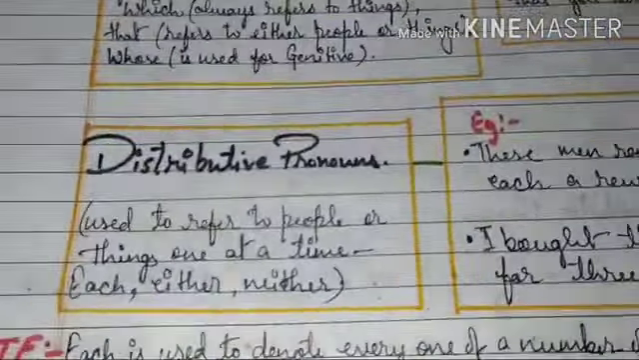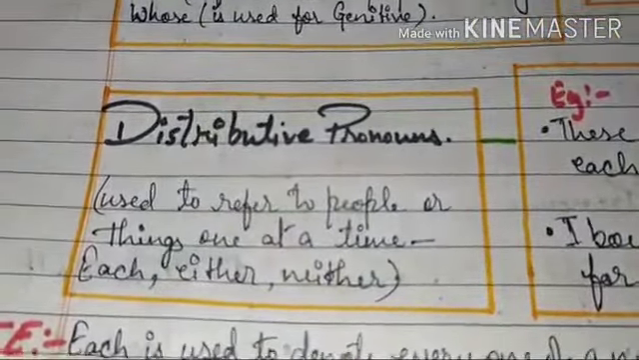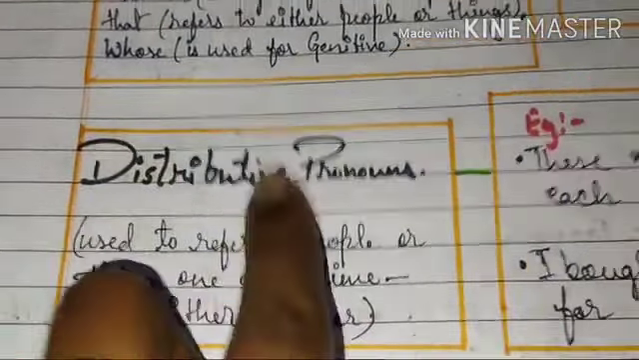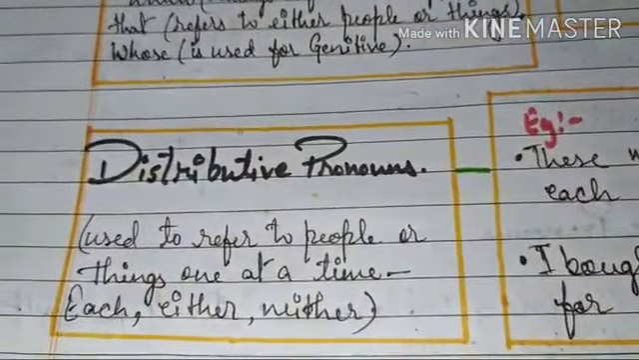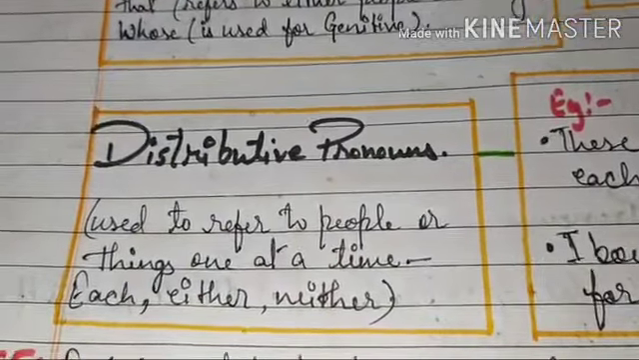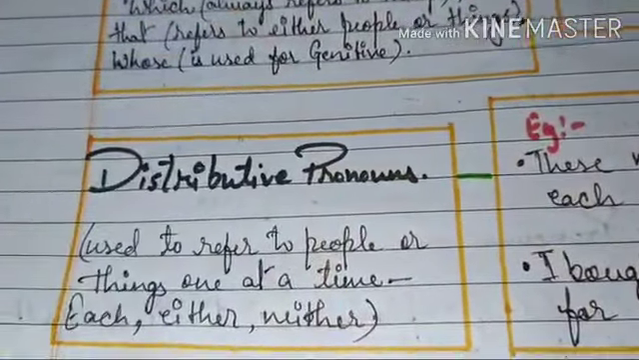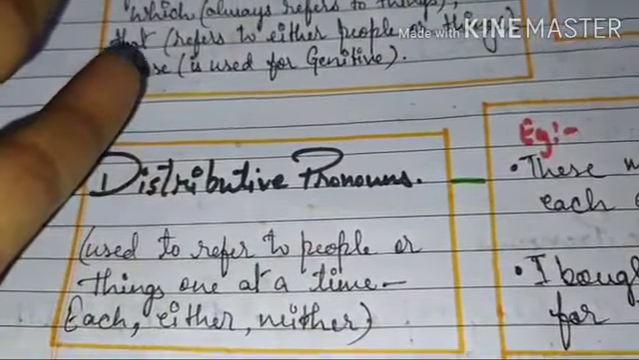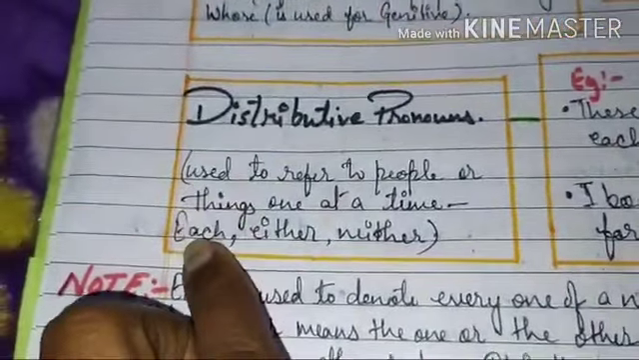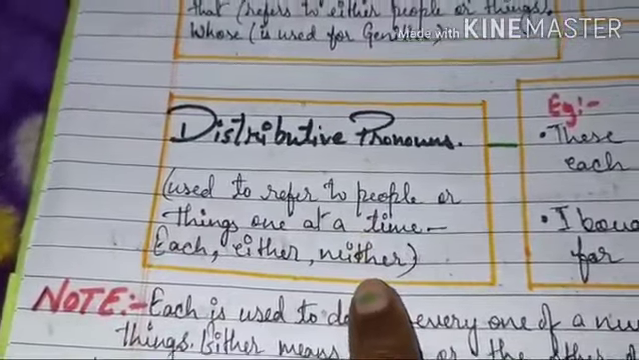Next we have distributive pronouns. Distributive means what? Distributive, distribute करना मतलब क्या करना? हम जब distribute करते हैं, ये चीज देखो. It is used to refer to people or things one at a time. Okay, like each, either, neither.